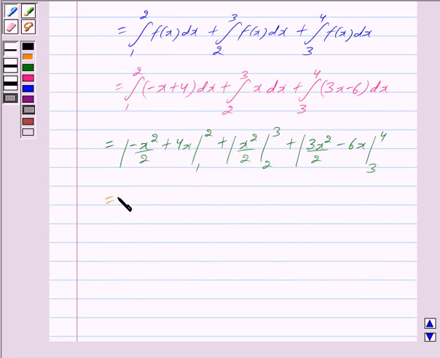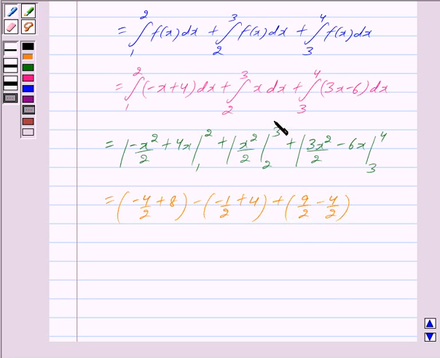This is equal to, now putting the limits, we get -4/2 + 8 minus (-1/2 + 4). Now here we have upper limit as 2. So putting 2 in place of x here, we get -4/2 + 8 minus, and we have lower limit as 1. So putting lower limit 1 in place of x here, we get -1/2 + 4. Plus, again putting the limits here, we get 9/2 - 4/2.